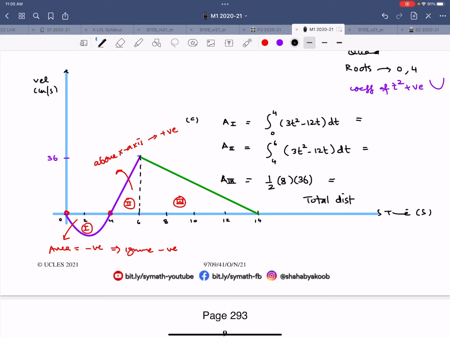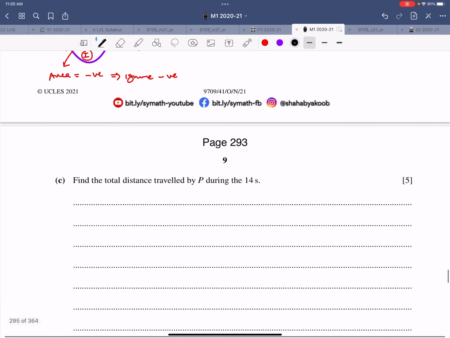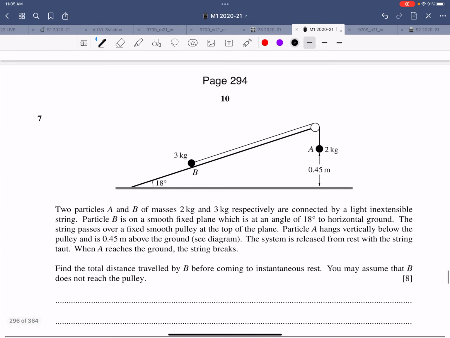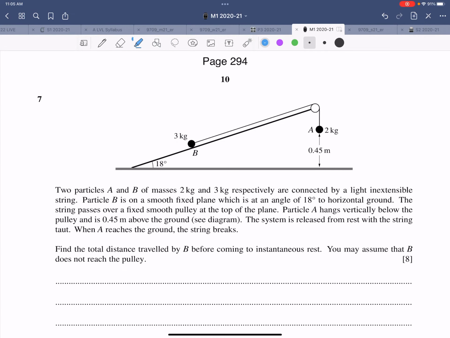Now let's move to the next question. What is the next question about? So part C is done. Question number 7. This question is about one short question. That means everything is asked once for 8 marks. It's a pulley connected particle. So basically this is F is equals to ma and connected particle question.